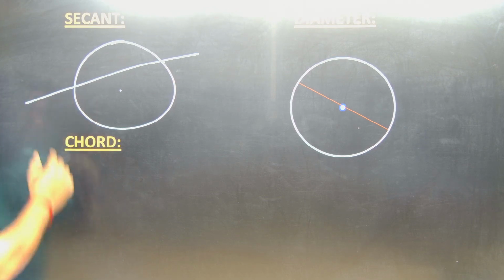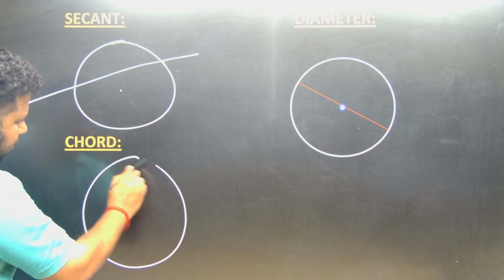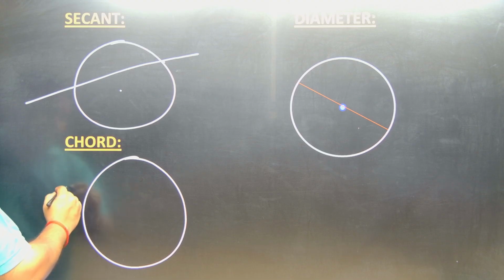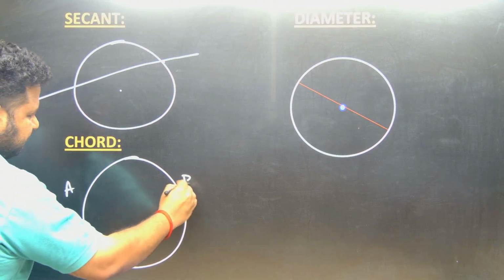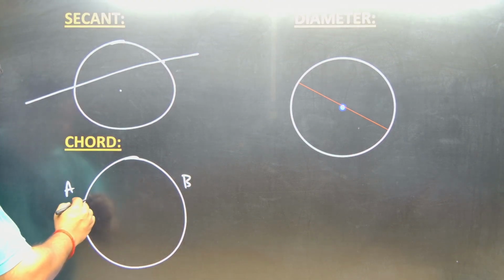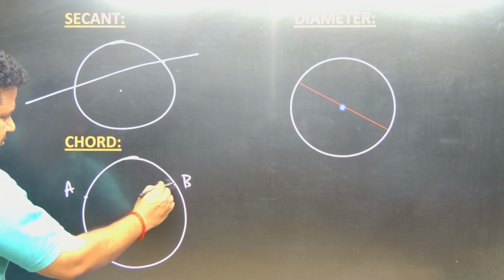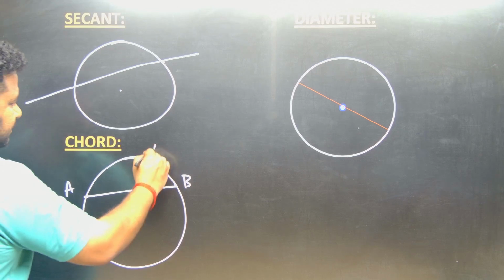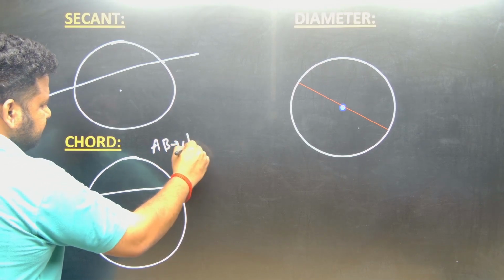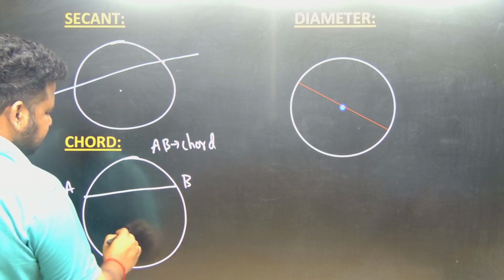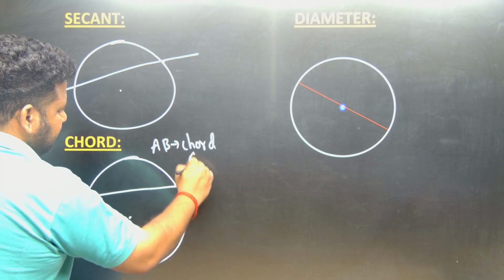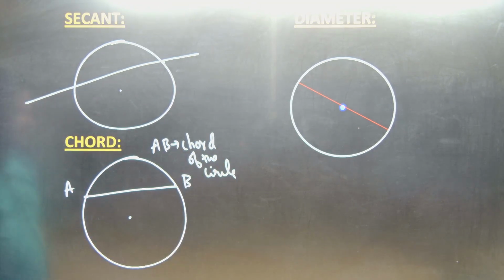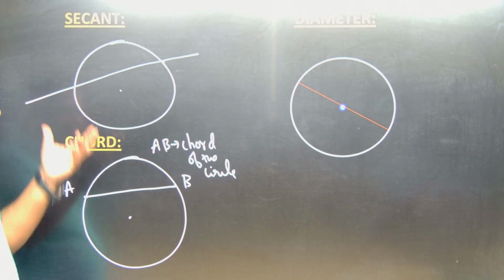Now, let us come back to the chord. What is a chord? This is similar to a secant, but it will not extend outside the circle. It is at any 2 different points on the circumference of the circle. If you join these 2 points, this AB is called the chord of the circle. Here there is a center. This is the difference between secant and chord.